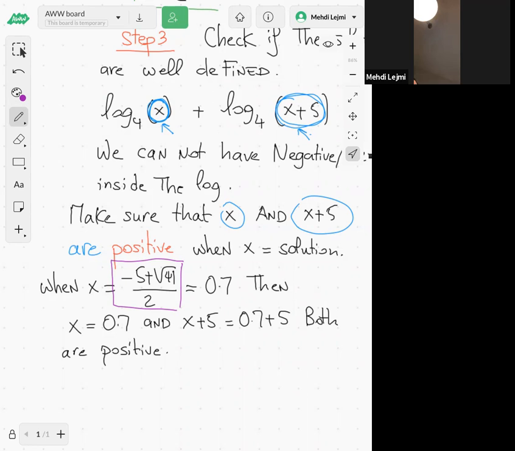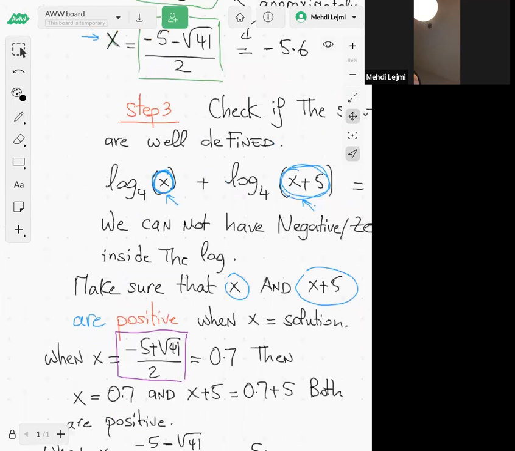Now, what about the other solution? The other solution is when x is -5 minus the square root of 41 over 2, which is, we said, approximately -5.6 or 5.7, something like that.